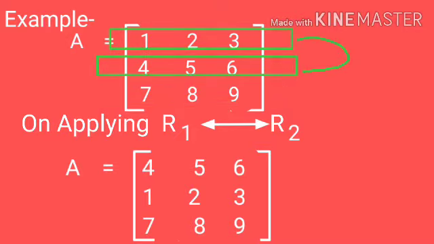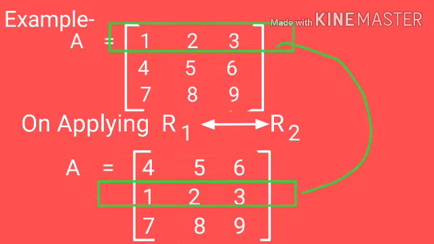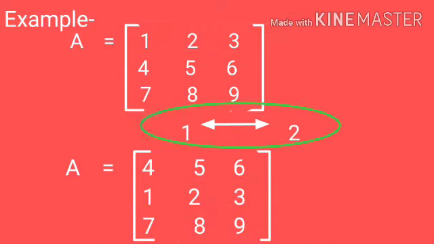Suppose we want to interchange the first row and second row. Then here we will write, on applying R1 interchange with R2, first we write 4 5 6, and after that 1 2 3, and the third row as it is, that is 7 8 9. This operation is known as R1 interchange R2.